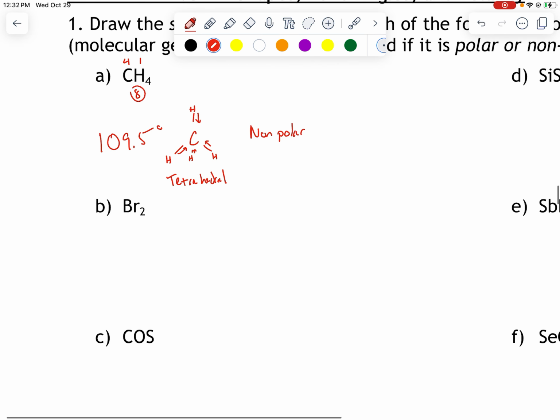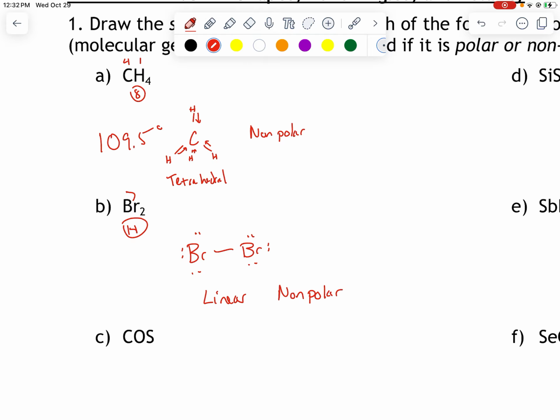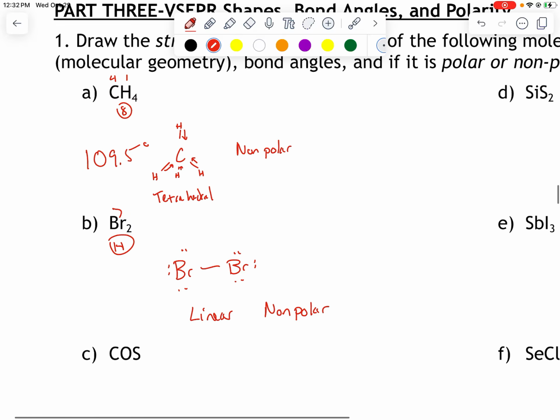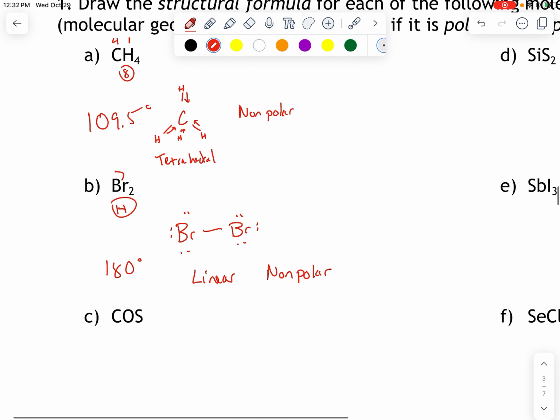And there you go. All right, Br2. This is 7. 7 times 2 is 14. So bromine bonded to bromine. When you count all those up, it's going to be 14. This is linear. It's the same thing bonded to the same thing, so it is going to be nonpolar. There's no dipole moment. The bond angle is going to be 180 because that's what linear is. It's just 180 degrees from one to the other. No positive or negative charge because it's nonpolar.